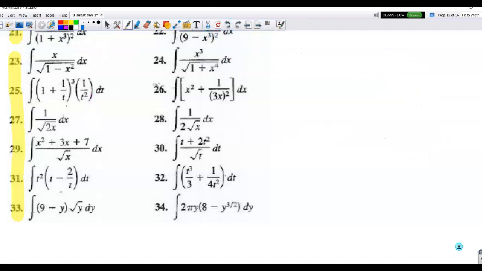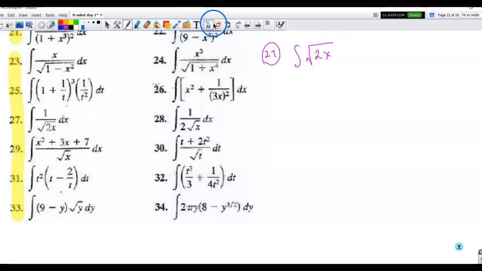26. Don't use sub, ladies and gentlemen. Now we're getting to simple integration strategies. Total waste of time to use sub on this thing. So the first thing I'm going to do in number 27 is I'm going to move the square root of 2x to the numerator and make that square root of 2x.